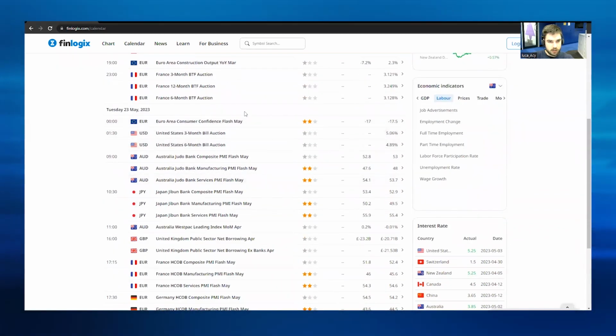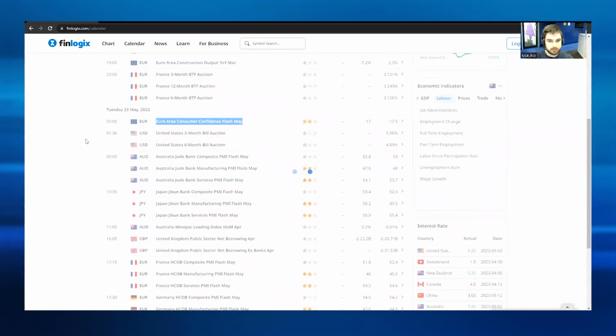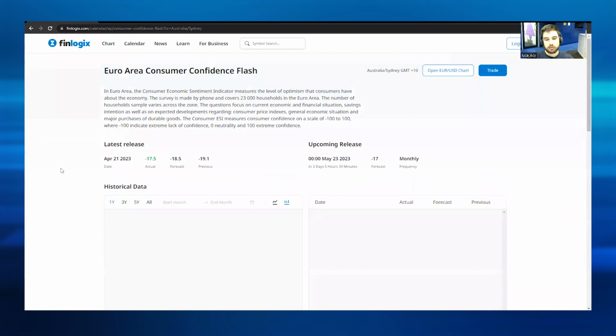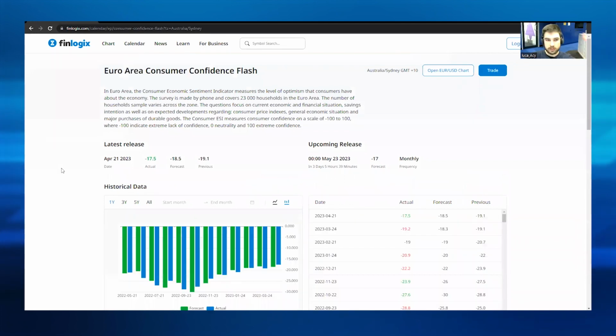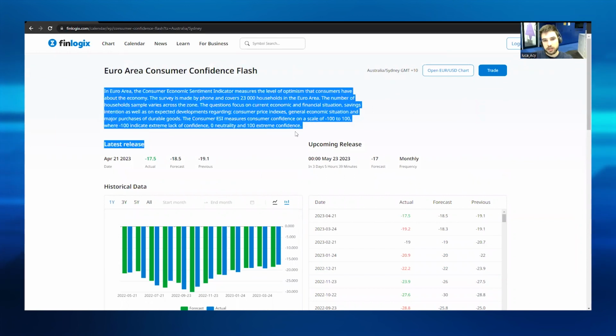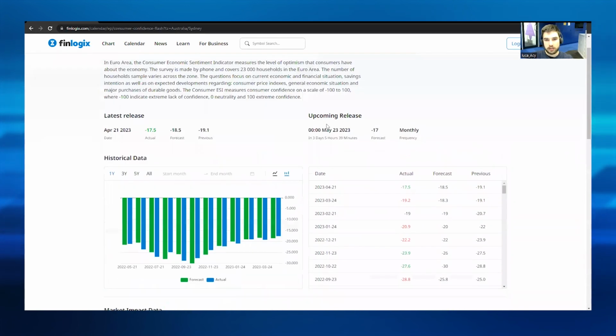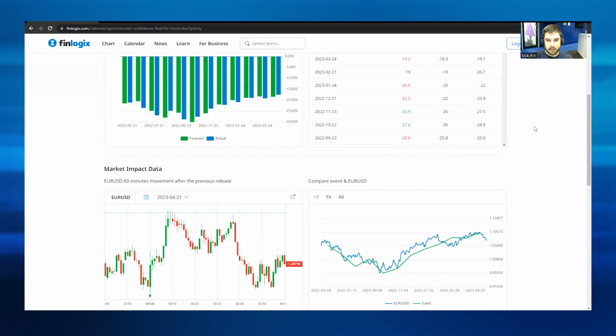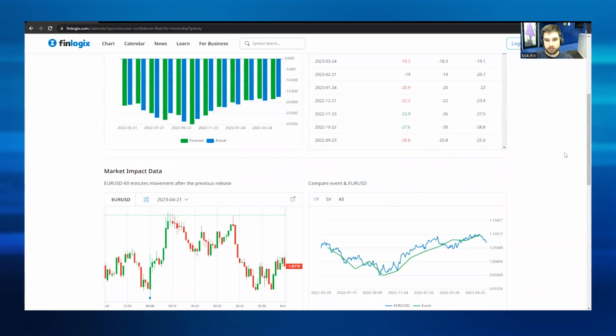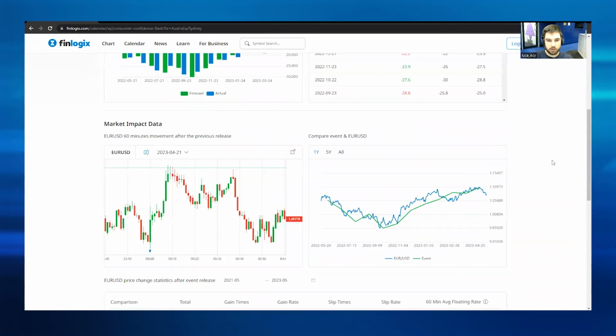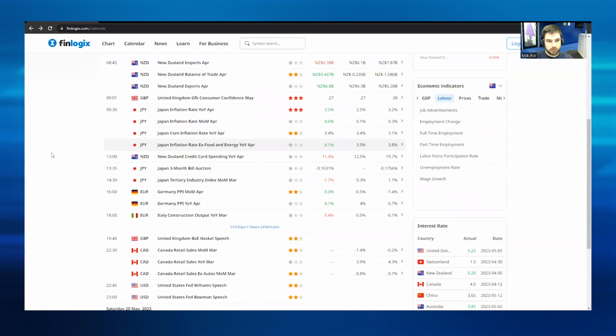Tuesday, consumer confidence. This is going to be very important to us. If you don't know what consumer confidence is, you can click on it, and it opens an explanation: the upcoming release, how many hours are left, the frequency, and so on. It's a very nice platform. You have a lot of things here to explore, but this is not for today.